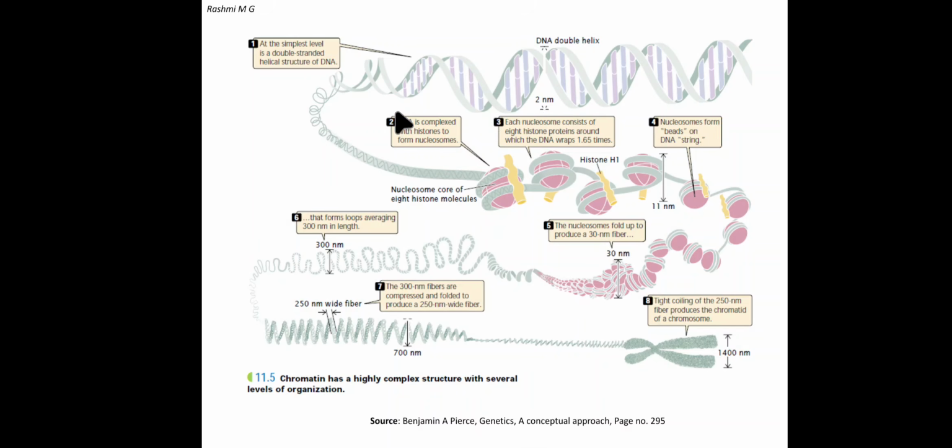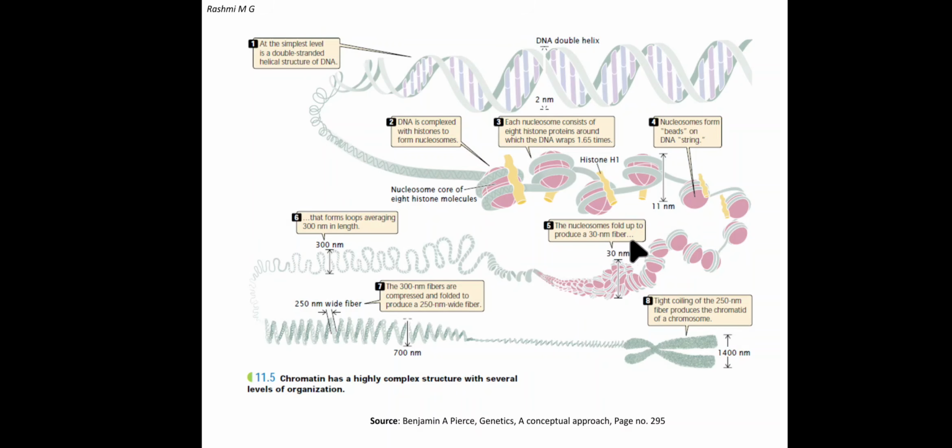In second level, DNA is complexed with histone to form nucleosome. So you can see it is becoming compact. This yellow color patch you can see, that is histone H1, which is a linker histone. Each nucleosome consists of 8 histone proteins around which the DNA wraps. The histone proteins are basic in nature, and they are positively charged. DNA is negatively charged, so they help in neutralization, and therefore they attract each other. Then nucleosome forms beads on DNA string, which is of 11 nanometer in diameter.